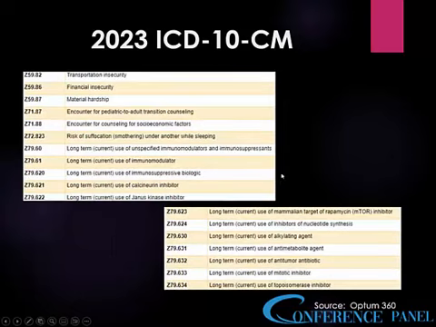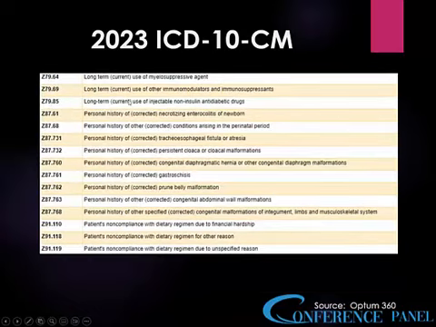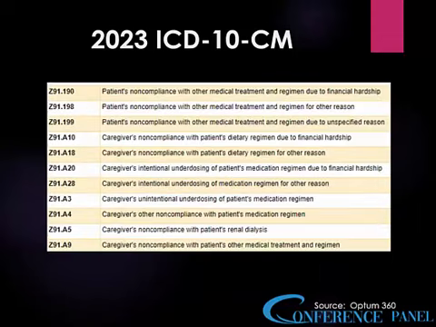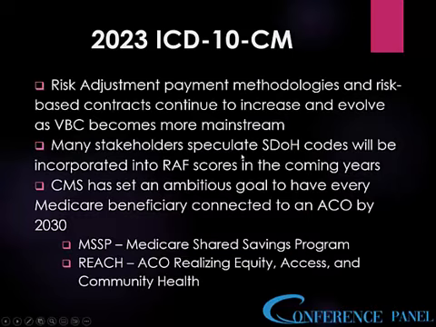We also have additional codes for social determinants of health. And then we talked about Z79.85, which is our new code for injectable non-insulin anti-diabetic drugs. We also have some new codes for personal history of, and then patient noncompliance with other medical treatment and regimen due to financial hardship, other reason, or unspecified reason. We also have brand new codes for caregiver noncompliance. So those spotlight the major changes. That's obviously not an all-inclusive list. You do want to make sure you pull the new code set so you can get the latest and greatest information.